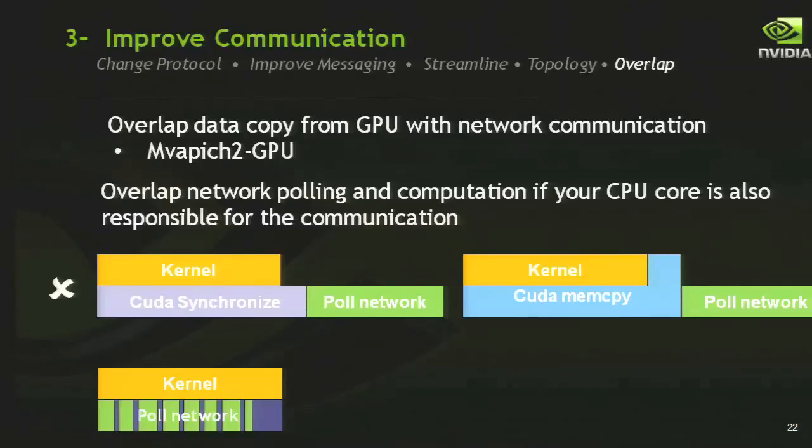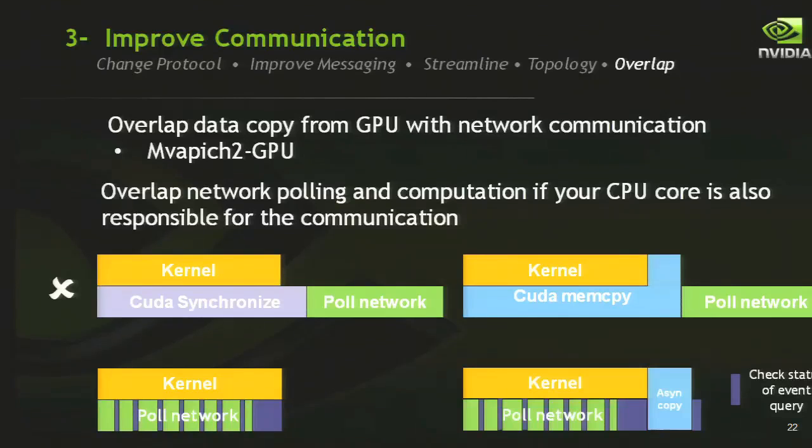Here's the right approach. Launch the kernel and then start doing your network. If you have to do anything with the network, start doing it here. And once in a while, you can check for events. So check that the kernel is complete. No, not complete, go back to your network. And when you're done with the network, if you have nothing else to do, feel free to sit there and wait for the kernel to complete. And same here, poll the network and then issue an asynchronous mem copy instead of a synchronous mem copy. And that way you've overlapped your network with your GPU work.